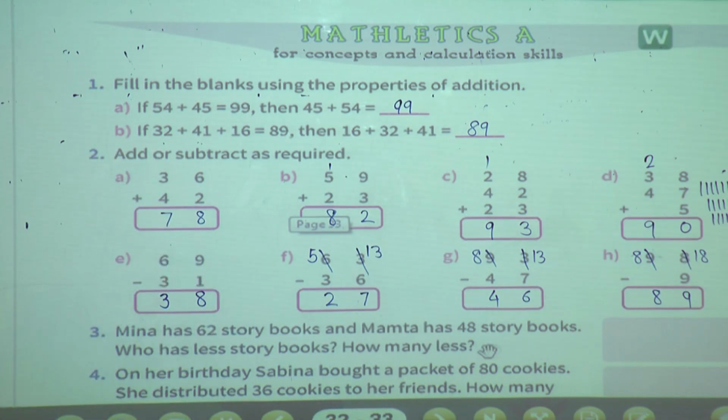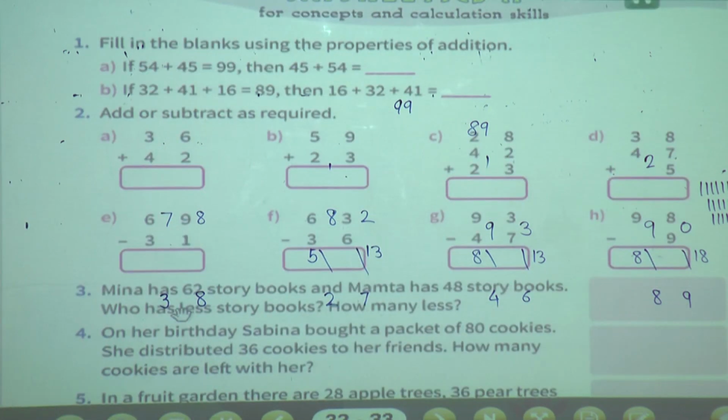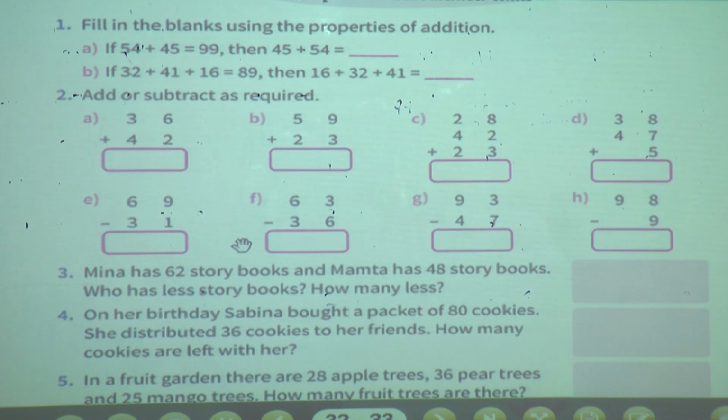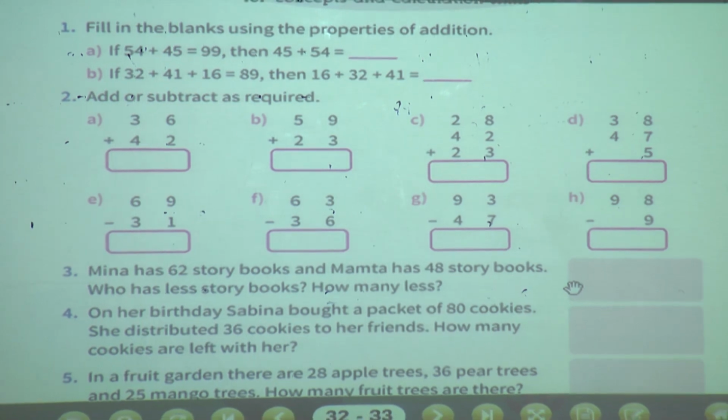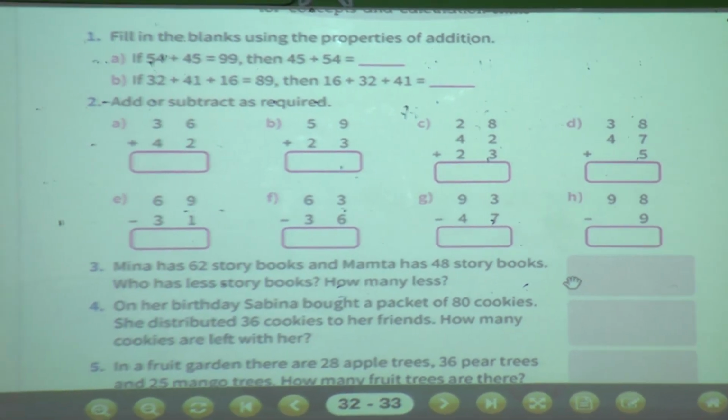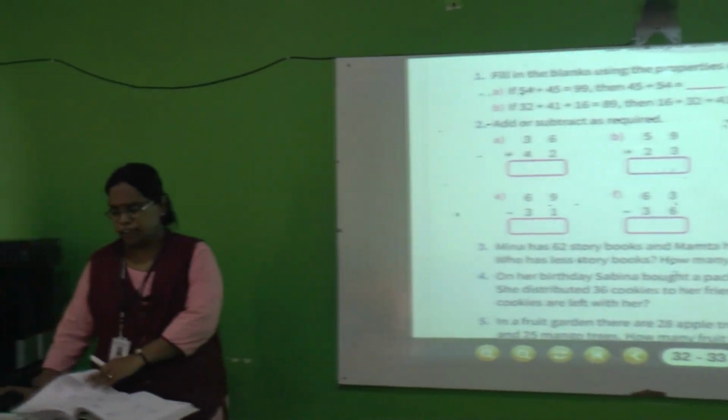Then next one, see here, Meena has 62 story books and Mamta has 48 story books. Who has fewer story books? How many fewer? You can do it in short, in the textbook itself. Okay. Now this much I have told. Whatever remains you will solve in the textbook itself. Solve it. Okay. Thank you very much.